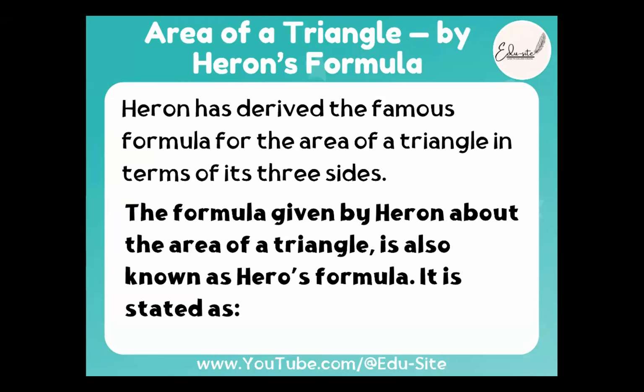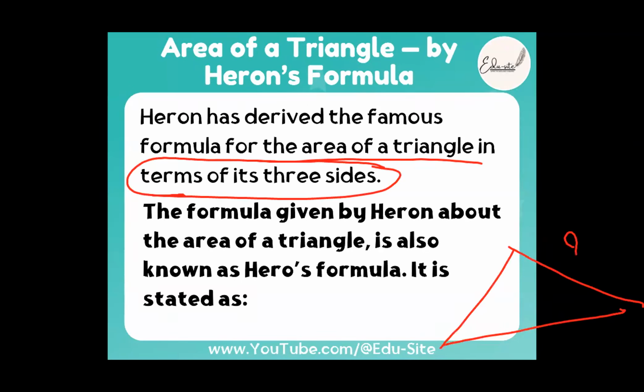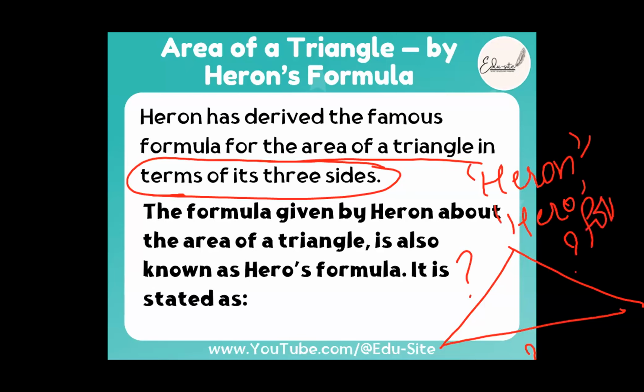So Heron has derived this formula for calculating the area of the triangle in terms of the 3 sides. We have to know all of the 3 sides, and then we can apply them in this formula named Heron's formula, which is also called Hero's formula. Fine, beta?